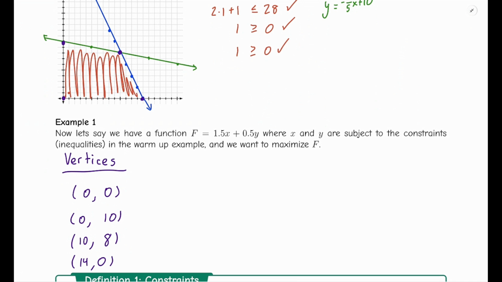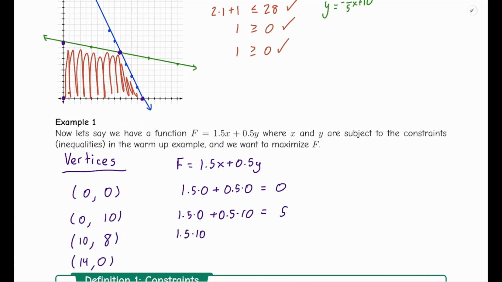Well, now I have my vertices. I'm going to plug them into the function. 1.5 times 0 plus 0.5 times 0 is 0. 1.5 times 0 plus 0.5 times 10 is 5. 1.5 times 10 plus 0.5 times 8 is 19. And then 1.5 times 14 plus 0.5 times 0 is 21. So we were correct. There was a maximum at the point 14, 0.